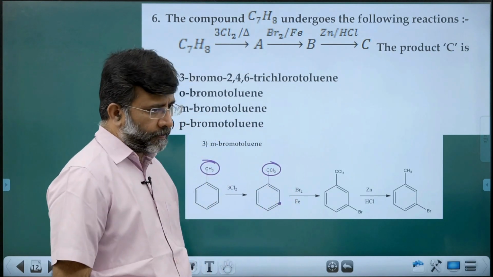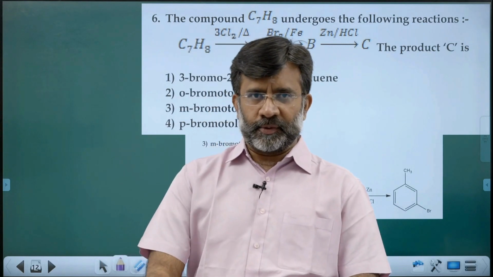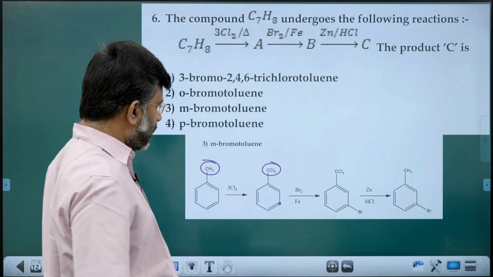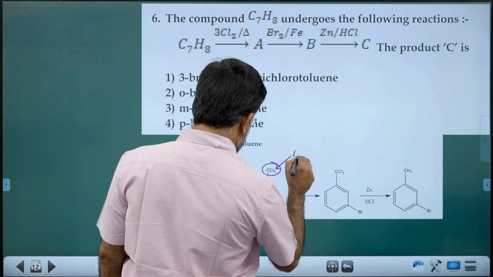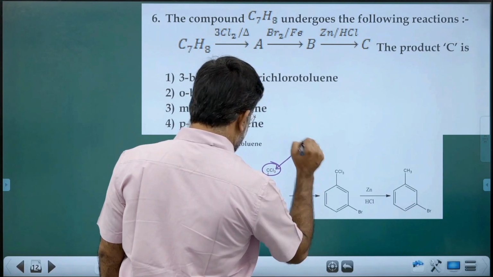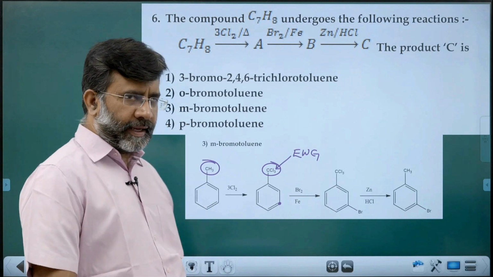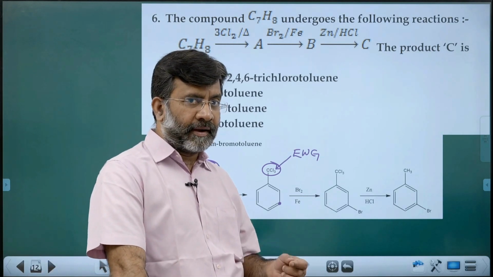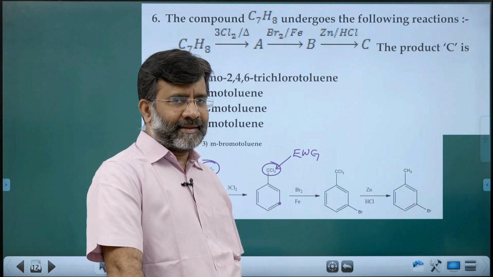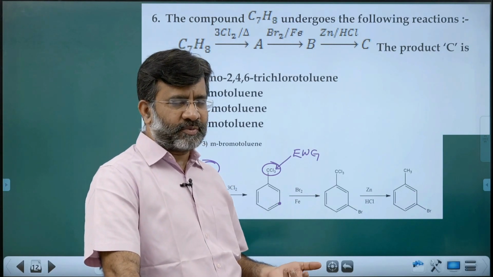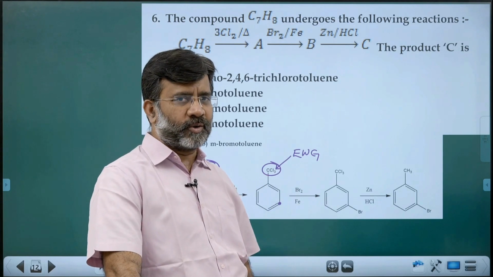Why does bromine come at a meta position? Because of the electron withdrawing effect of CCl3. This is an electron withdrawing group, a deactivating group and a meta directing group. Right? We can explain this by several concepts. One can be reverse hyperconjugation.